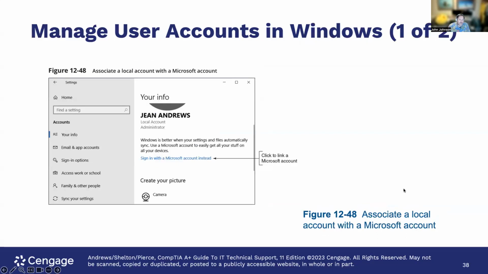And then here is an example of associating a local account with a Microsoft account. You go in there to your information and you can just click on sign in with a Microsoft account instead. That's going to link your account to a Microsoft account.